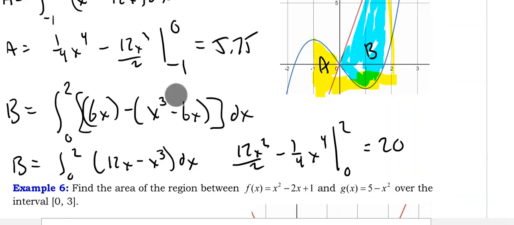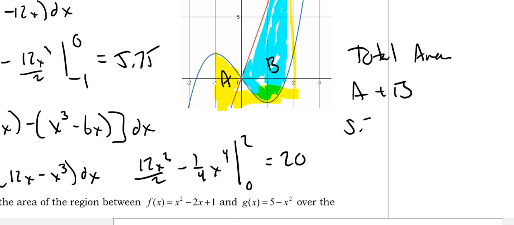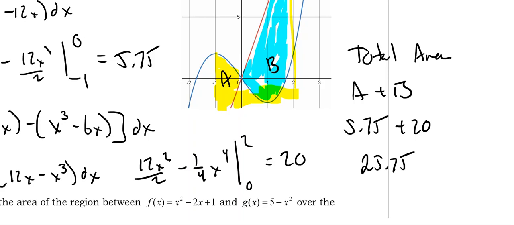And so the total area is going to be A plus B. Well, area A was 5.75. That's in the yellow area. And then B was 20, so we're going to have 25.75. And by the way, I made it a little bit messy, but this yellow down here is not really in there. There we go. That looks a little better. All right, so that's the first problem.